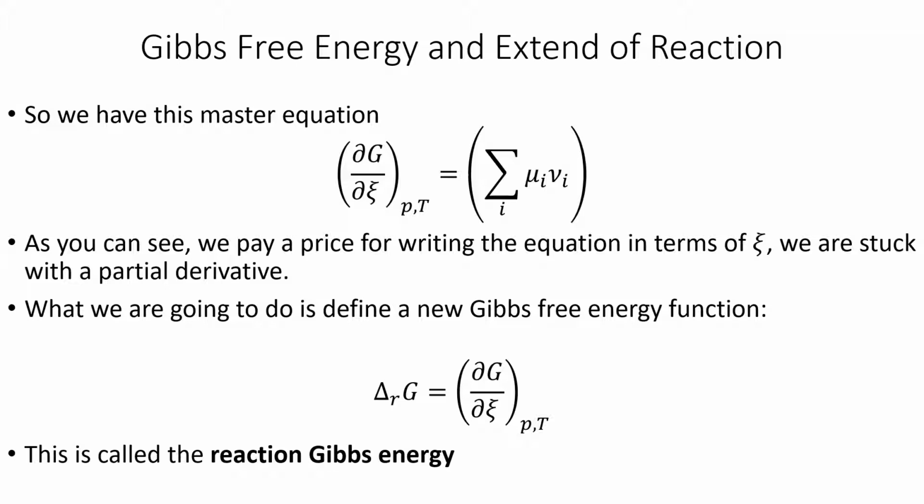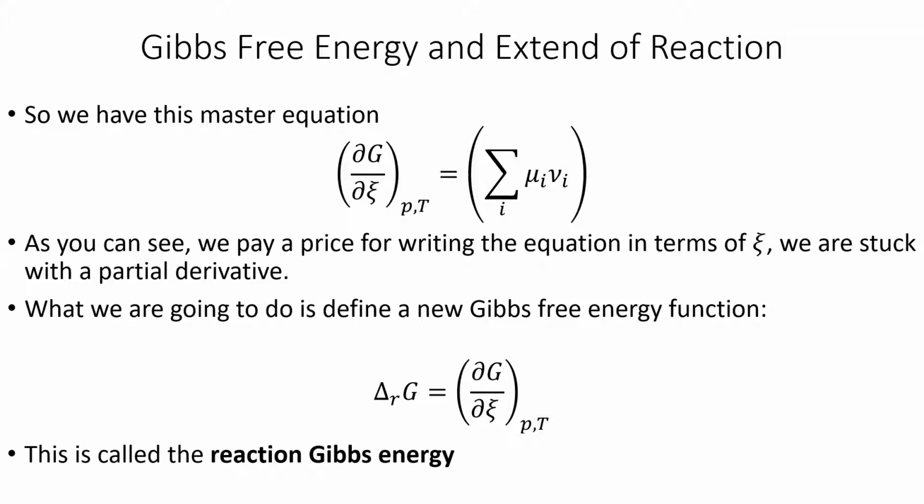All right, now this is our master equation, which we've just derived. But as you can see, there is a price we pay for writing this equation in terms of chi. We are stuck with what is essentially a partial derivative.